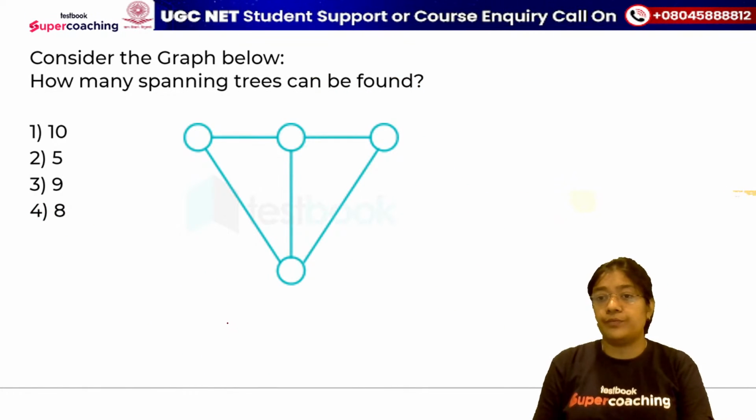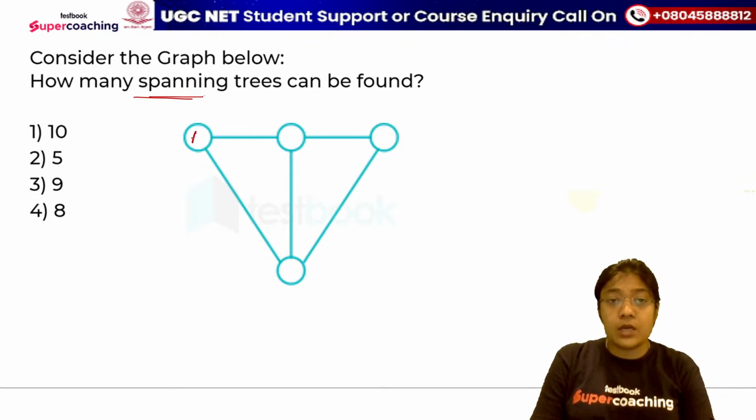Next question. How many spanning trees can be found? We do not have any formula. अगर आपके पास जो ग्राफ दिया हुआ है, if it's not a complete graph, and this graph is not a complete graph, so how will you be able to find out the number of spanning trees? It's not based on the calculation of the cost of the spanning tree, क्योंकि edge weights given नहीं हैं.